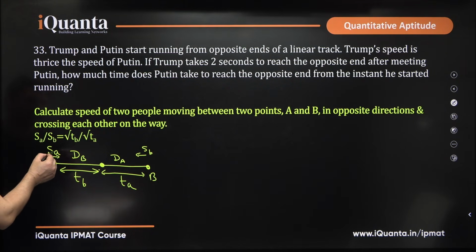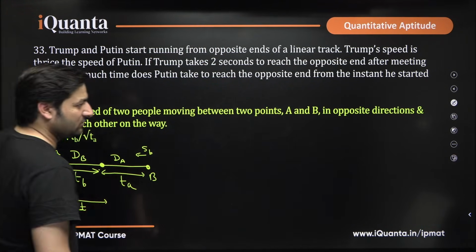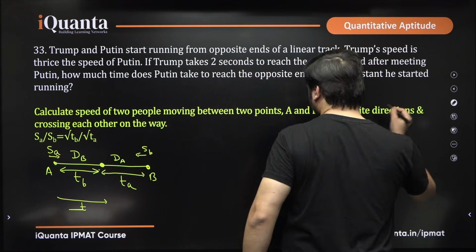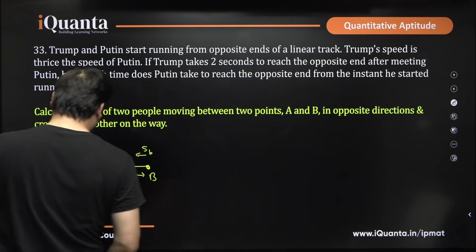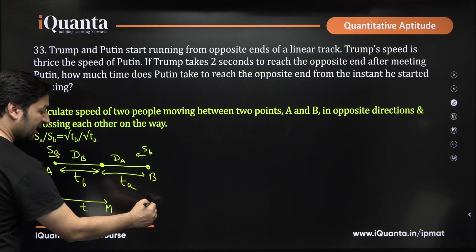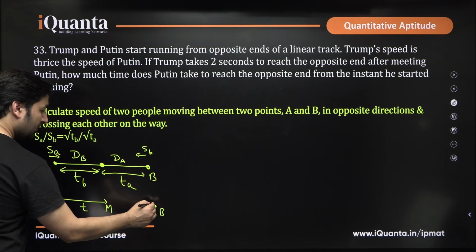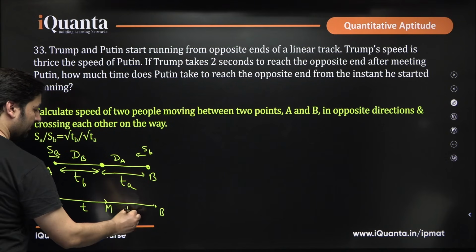Can I say that initially when A would have come from this point to this point, A would have taken time t? So A would have taken time t. Let me just erase this and write this again. From this point A to meeting point M, A would have taken time t, and the same time would have been taken by B in coming from his starting point till M, okay.